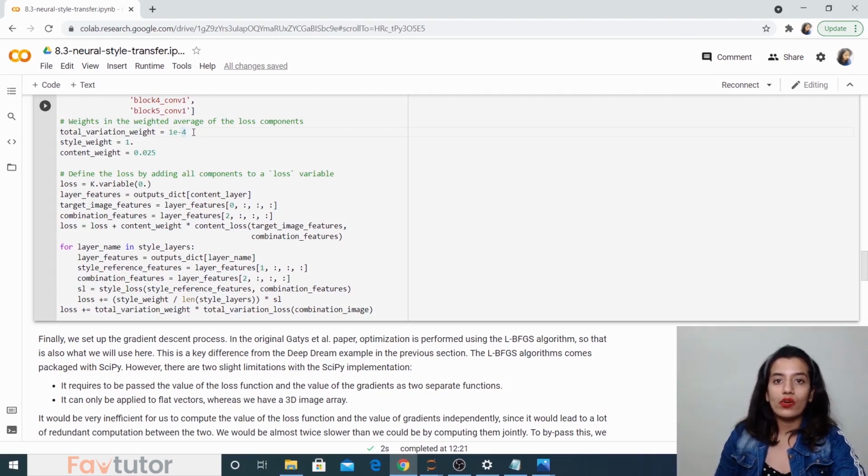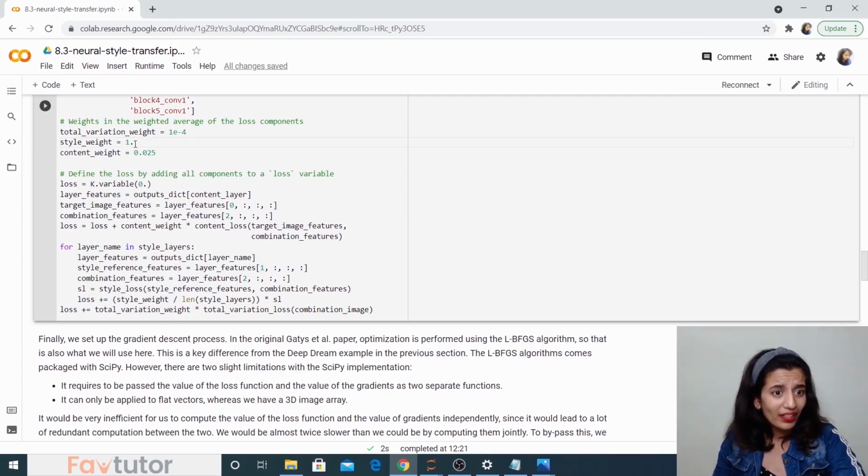Okay, so it is according to your image dimension. And next you can see the style. I'm giving the style as 1 here. Why 1? Because the content weight should be less. So you can see compared to the content weight, the style weight is more.